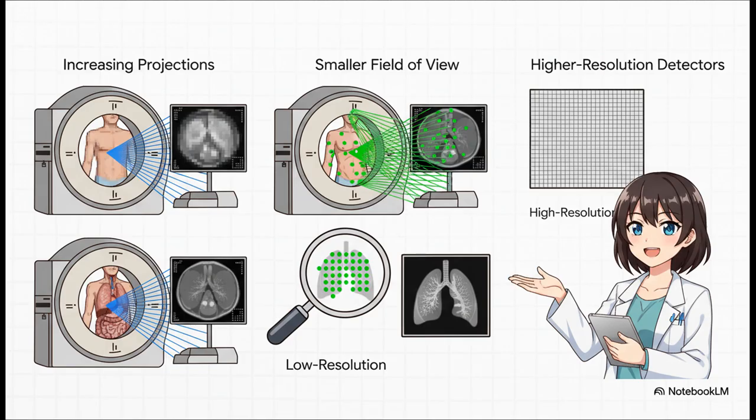So what's the fix? Well, it's pretty logical. If you're undersampling, you just have to sample more. You can do this by increasing the number of projections or views the scanner takes as it rotates. You can also zoom in on a smaller field of view, which packs more samples into a smaller area. Or, of course, you can use a more advanced scanner that just has smaller, higher resolution detectors to begin with.